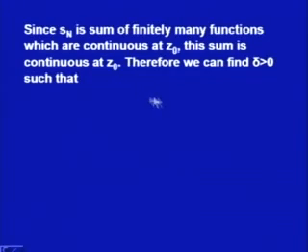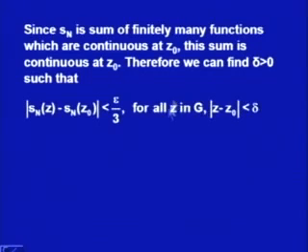Therefore, we can find delta greater than 0 such that S_n(z) minus S_n(z0), where S_n is evaluated at z and at z0, can be made smaller than epsilon by 3 for all z in G, provided we can find delta such that modulus of z minus z0 is less than delta. So, in this disk, this difference will be less than epsilon by 3. This is coming from the continuity.